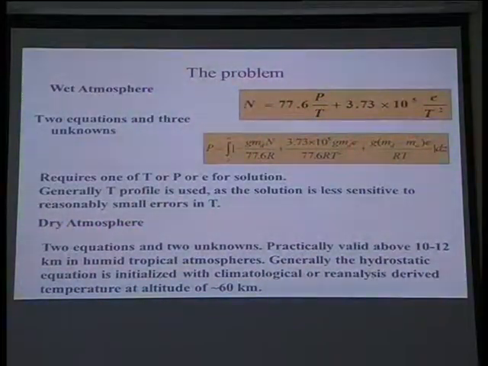If the atmosphere is dry, then water vapor is 0. With 2 equations and 2 unknowns, we can easily solve. This is practically valid above 10 to 12 km in humid tropical atmospheres. Generally the hydrostatic equation is initialized with climatological reanalysis or derived temperature at an altitude of 60 km, so the resulting error at around 30 or 20 km is very small.